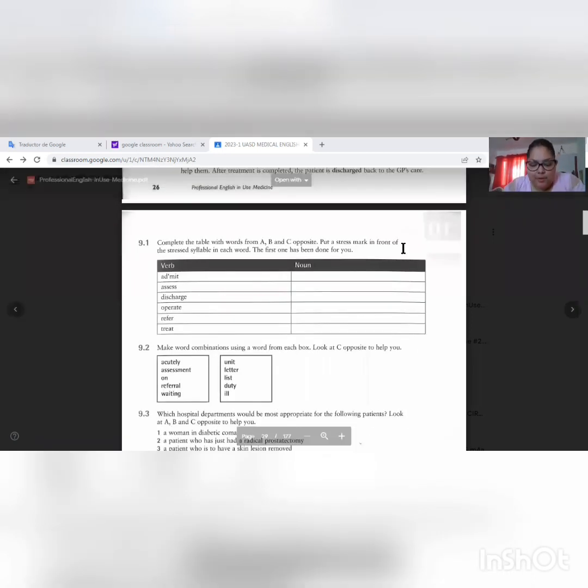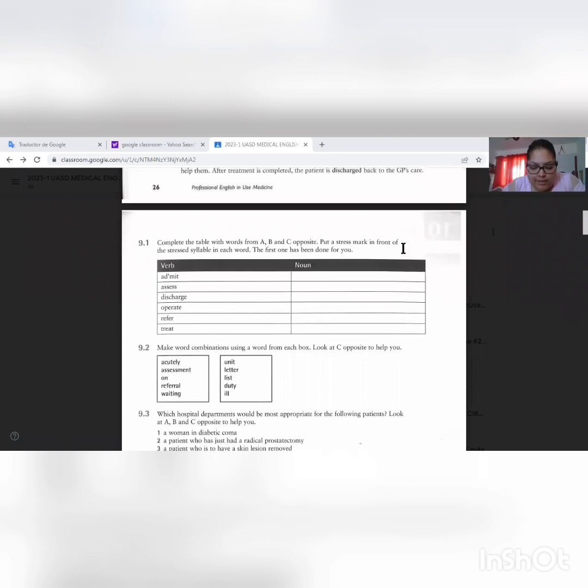Unit 9, Hospitals. 9.1. Complete the table with words from A, B, and C opposite. Put a stress mark in front of the stressed syllable in each word. The first one has been done for you. Verb, admit. Noun, admission. Verb, assess. Noun, assessment. Verb, discharge. Noun, discharge. Verb, operate. Noun, operation. Verb, refer. Noun, referral. Treat is the verb and the noun is treatment.